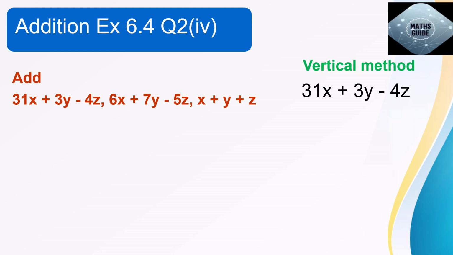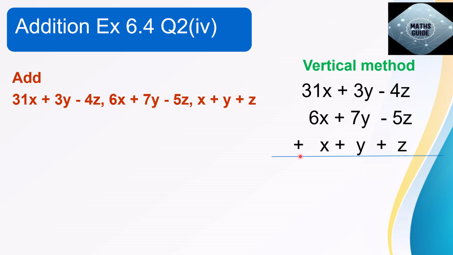putting the first expression on the top, then second expression, and then third expression. Make sure that you are aligning the like terms. For example, we have here all variables x, so they are aligned in a line. Then with variable y, then with variable z. Now start adding them. We will add 31 plus 6 plus 1.